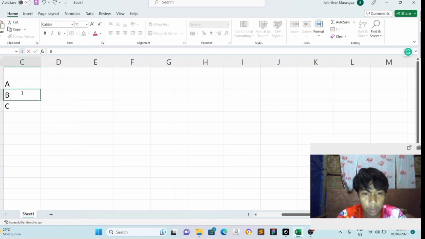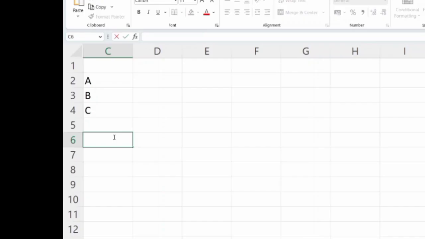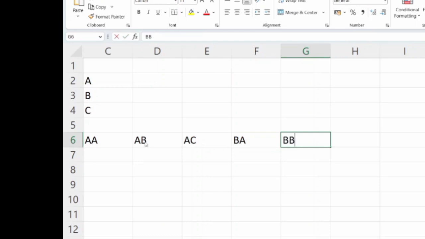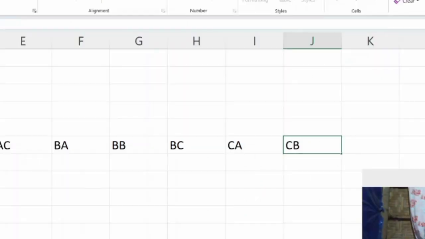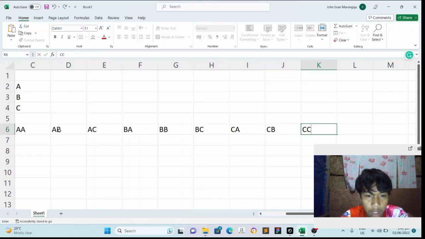The possible arrangements with repetition allowed would be AA, AB, AC, BA, BB, BC, CA, CB, and also CC. As you can see, each object can be repeated and the order matters.